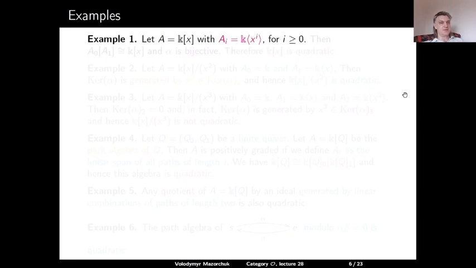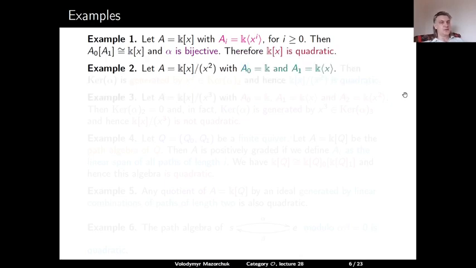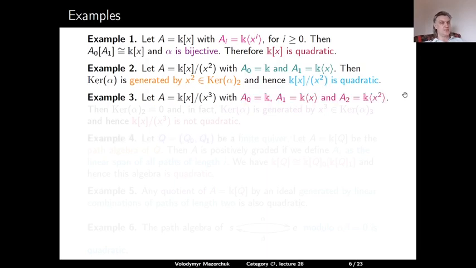Here are some examples. Consider the polynomial algebra with a standard grading. Then we have seen that the morphism alpha is bijective, so it doesn't have any kernel. So the kernel is 0. Therefore, this algebra is quadratic. Example 2, consider the algebra of dual numbers with the standard grading. In this case, the kernel of alpha is generated by the element x squared, which is an element of degree 2, and therefore this algebra is quadratic.